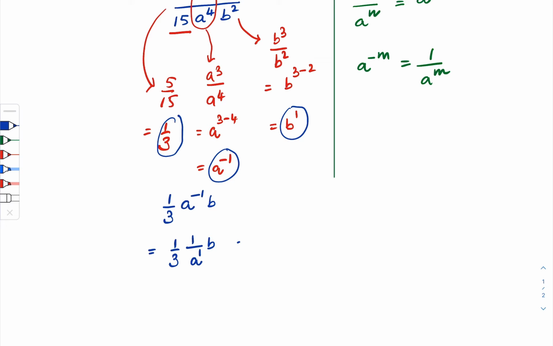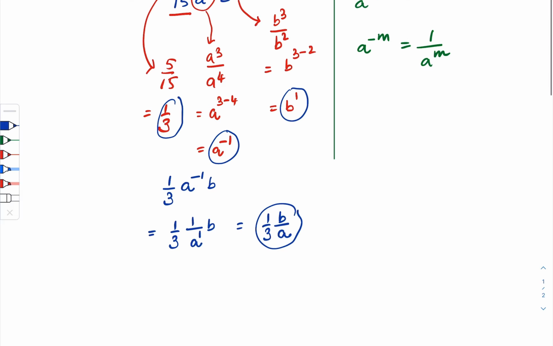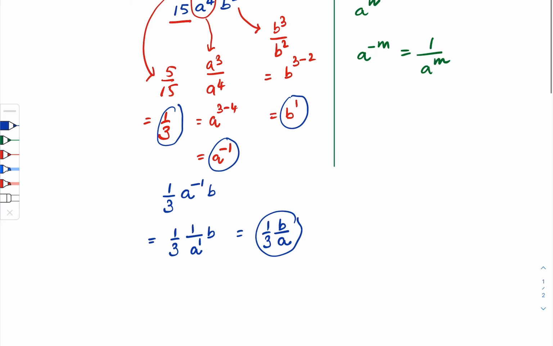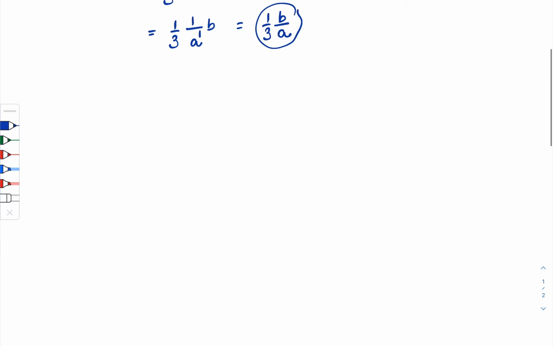So now we can write this out properly. That's 1 third. We'll just keep the b on top, and then the a goes at the bottom: b over a. So there's your final answer. I hope that makes sense. After this, we're going to take a look at another type of problem, which, again, you still have to simplify, but it's another type.